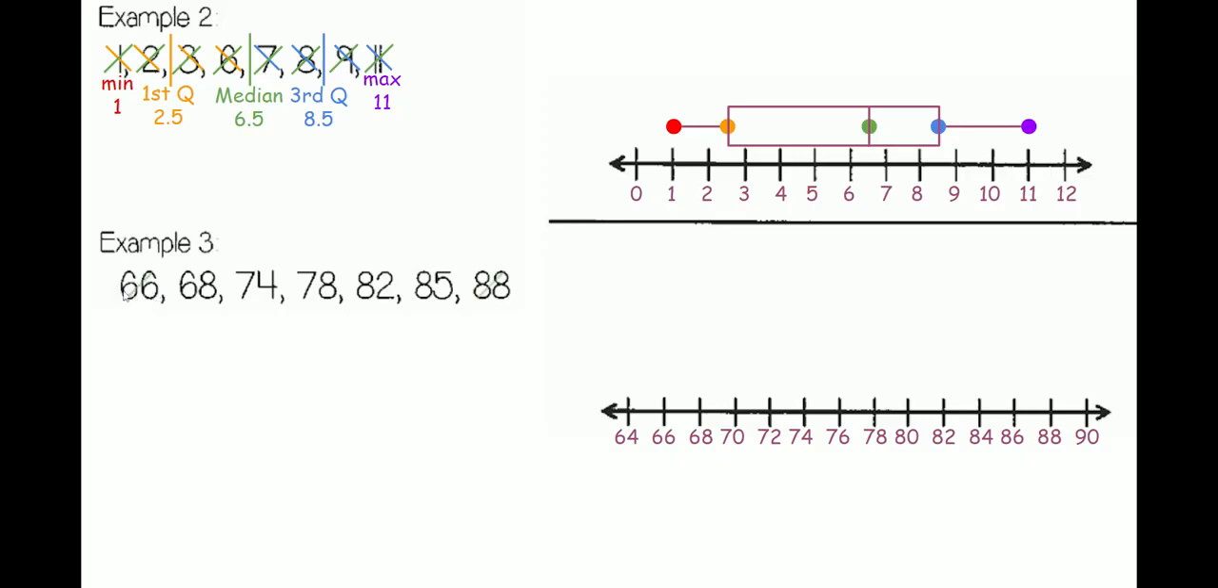Let's start off by finding the median, crossing off the ends, cross off those two numbers and those two, and it looks like we do have a number in the middle, which is 78. So that's our median.